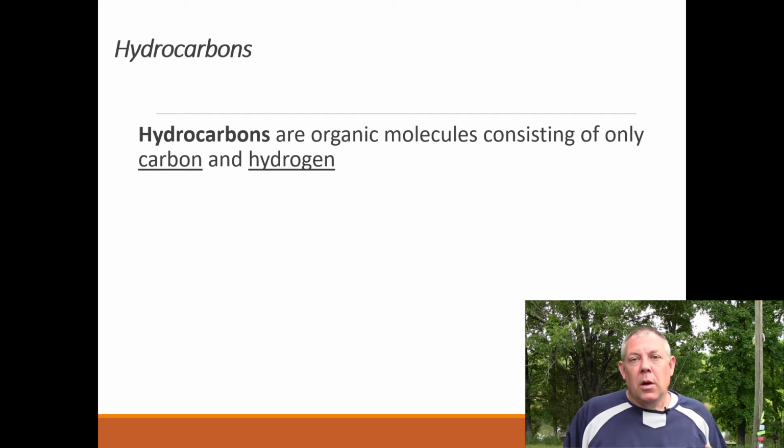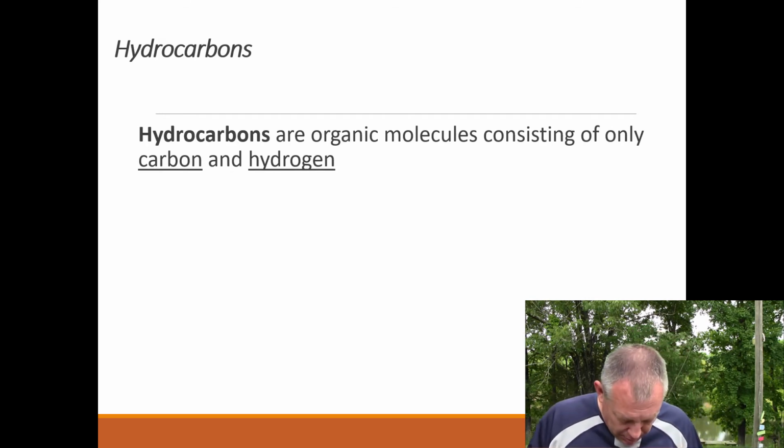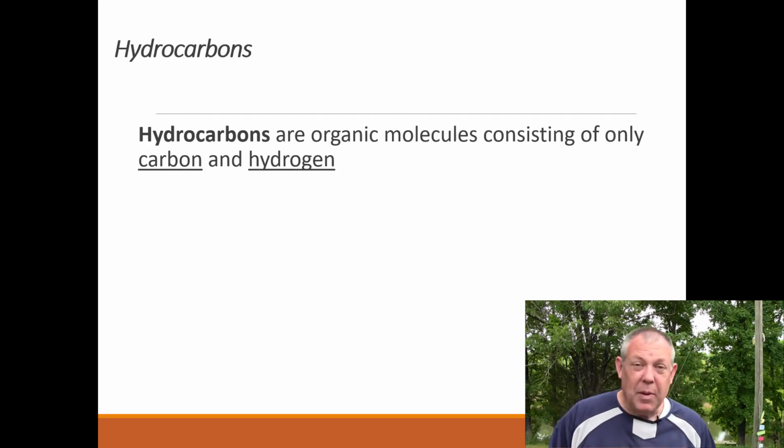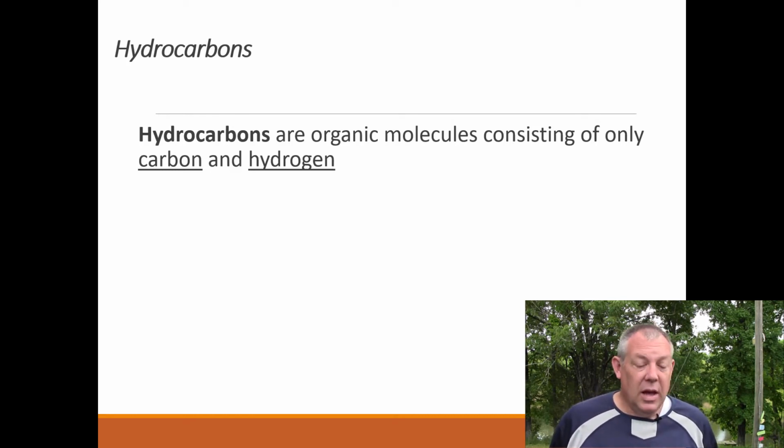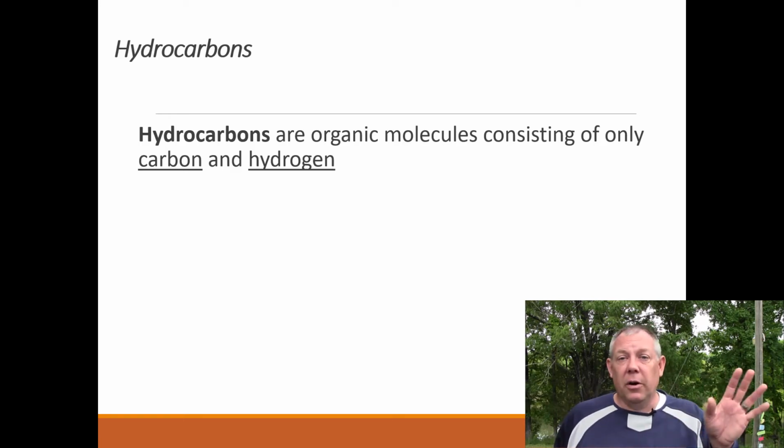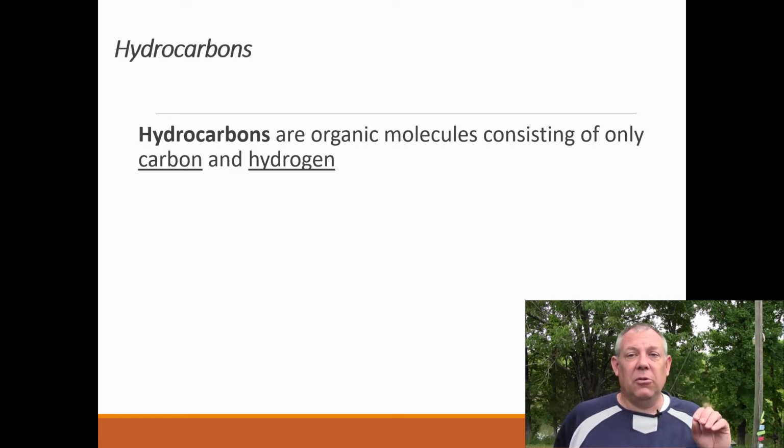Okay. As we talk about our biological molecules, we're going to talk about different classes of biological molecules. And each class has its own properties. The first one we're going to talk about are hydrocarbons. And a hydrocarbon is exactly what it sounds like, a hydrogen and a carbon. But in fact, it's a bunch of carbons and a bunch of hydrogens. And that's it. No other atoms stuck in there, just hydrogen and carbon.